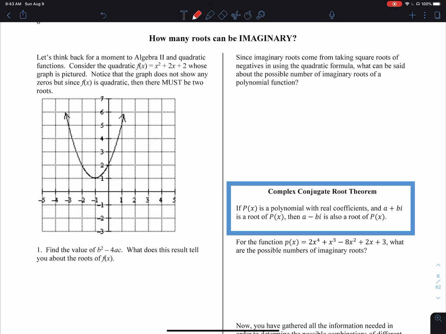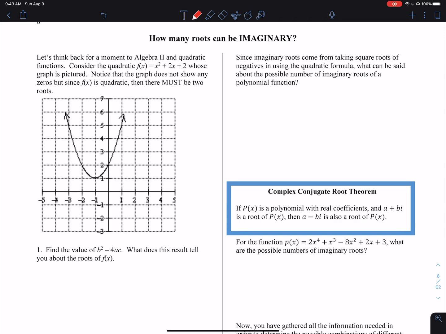PreAP PreCalculus, notes section 4.1. We've already determined how many roots there are using the fundamental theorem of algebra, the number of possible positive or negative roots with Descartes' rule of signs, and the number of roots that are zero based upon whether there's a constant or not.